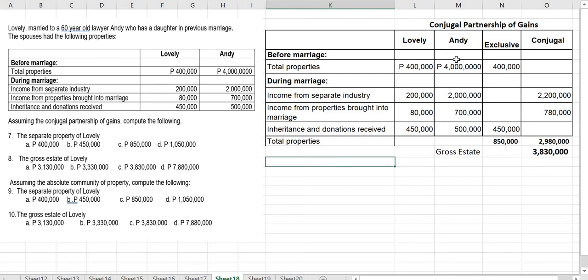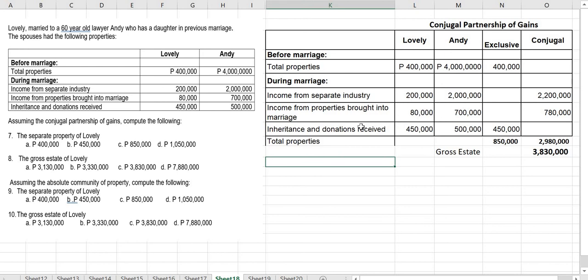And since we're computing for the gross estate, the gross estate is the exclusive property of the decedent plus part of the conjugal or communal property. So the 4 million is exclusive to Andy. The income from separate industry is actually conjugal. So the 2.2 million is conjugal. It's 200,000 and 2 million.